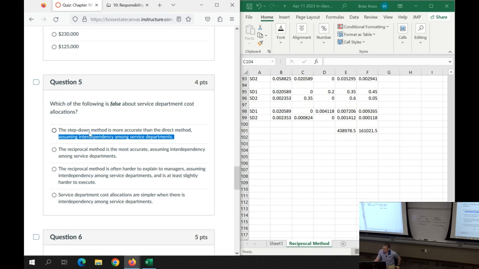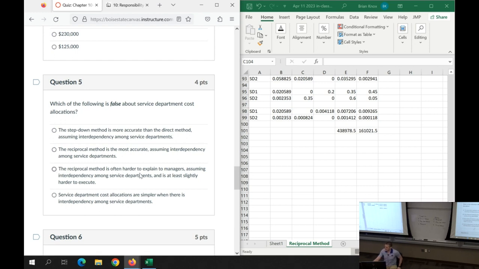So, assuming there's interdependency, step-down method is more accurate, which is true, right? It's number 2, direct method is number 3, so it's higher in accuracy. The reciprocal method is the most accurate, again, assuming interdependency. Yep, it's number 1 on the method. So that's true, which means it can't be the answer to which one's false.